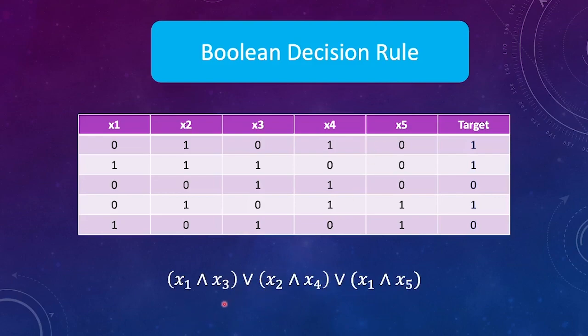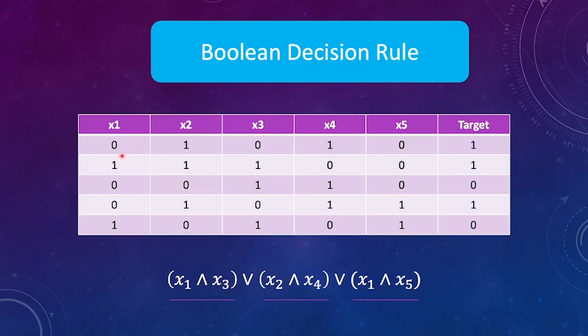It is basically a bunch of ORs of ANDs. Everything that is in the parentheses is called a clause. For this Boolean decision rule to evaluate to true, one of these three clauses must be satisfied. Let's go through the example and see how this works on this particular example.